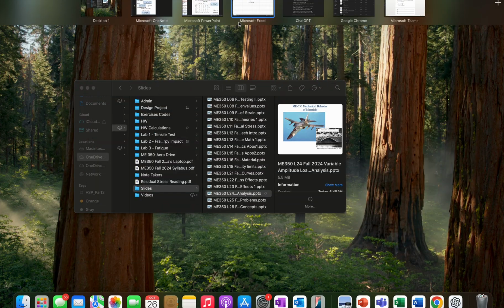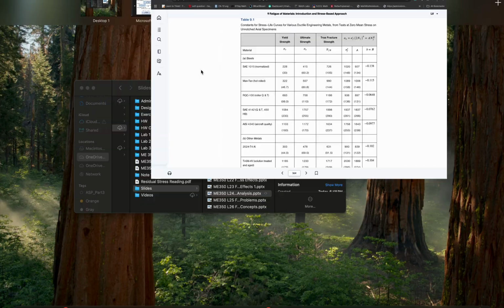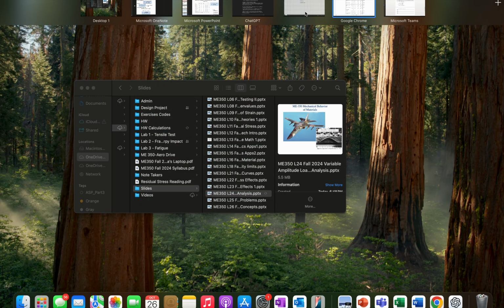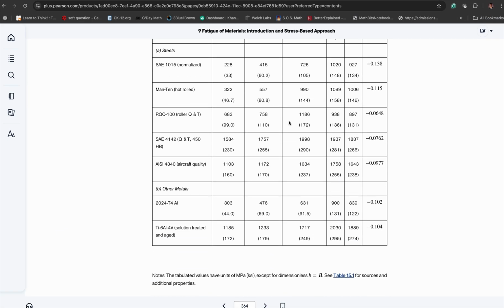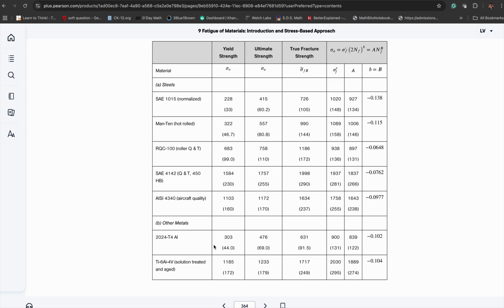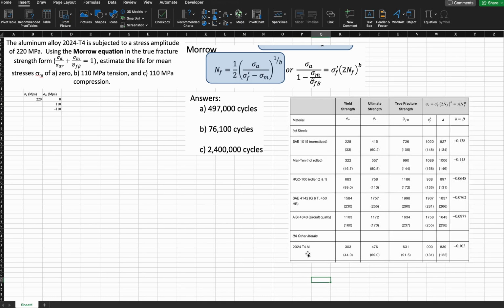So if we go over here, and I forgot what it was, aluminum 2024 T4. So aluminum 2024 T4 is right here. I'm just going to copy the whole table right up till there. So now we're going to have the table right here so we can reference the values. For aluminum 2024, we want our true fracture strength, which is 631. So let me write that down.